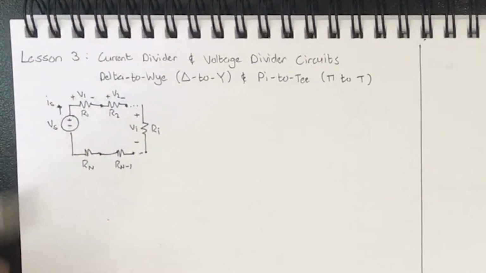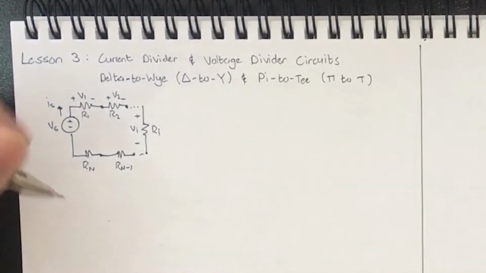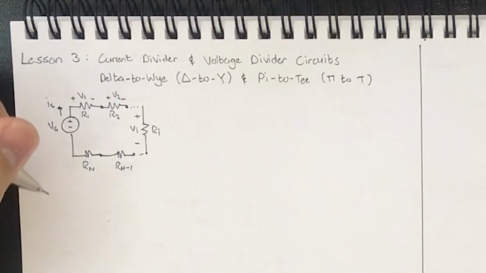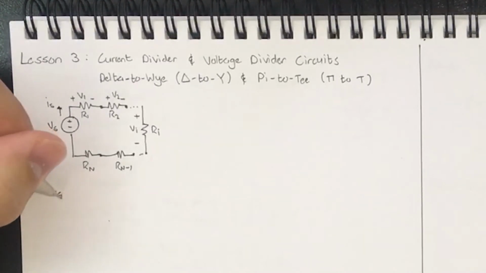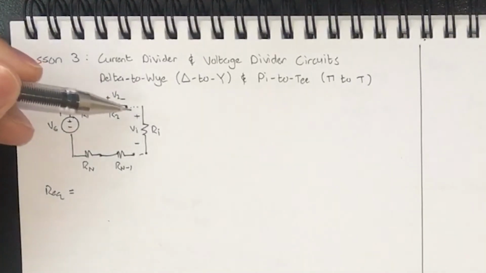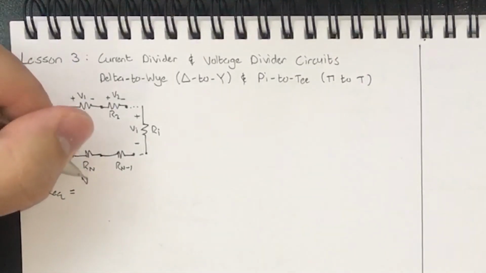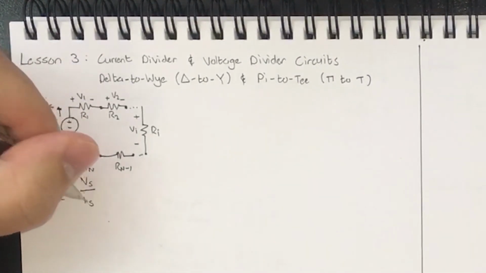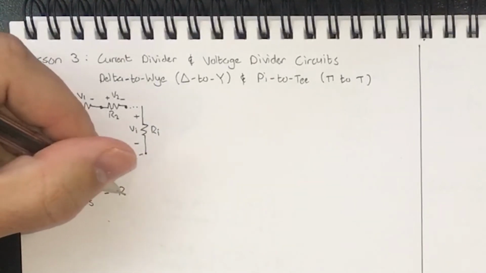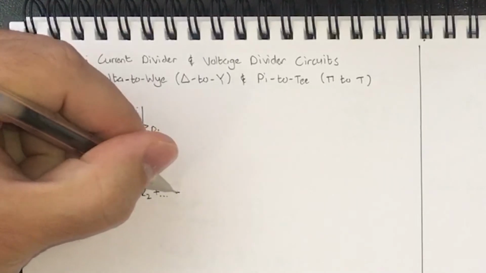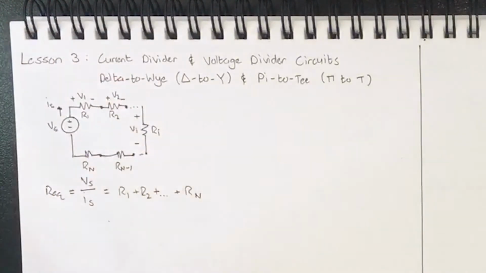So let's do some basic circuit analysis. What is R equivalent? What is the equivalent resistance of these series combinations of resistors? And we learned that in the previous lesson. R equivalent, or these resistors, sum in series. So we have Vs over Is is R1 plus R2 all the way through Rn.